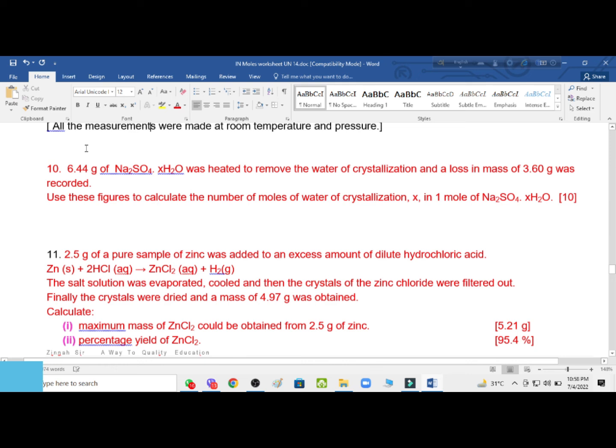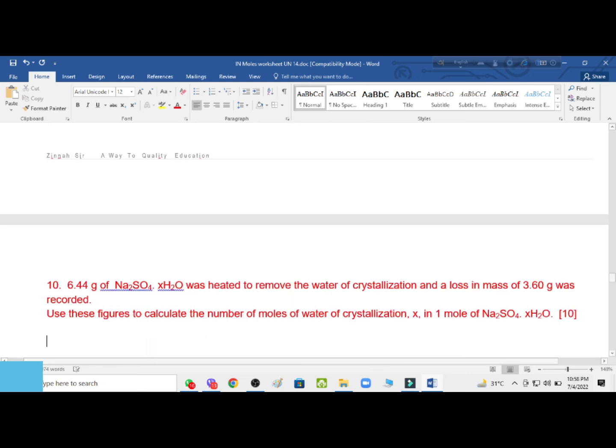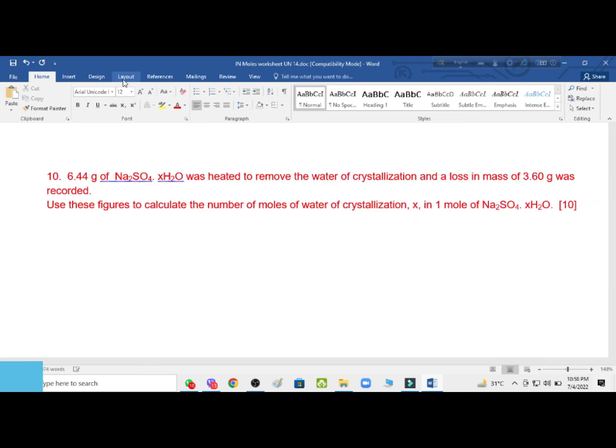Now question number 10, you need to calculate the value of x. See here, copy paste, and this too we have. It says this gram hydrated compound. So this compound is not alone sodium sulfate. You need mass of sodium sulfate alone and mass of water alone to convert them into their mole. But the mass given here together.